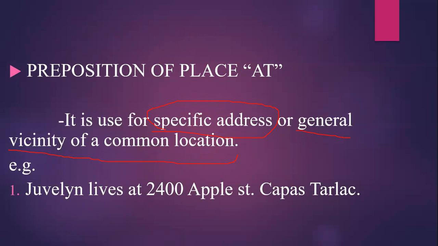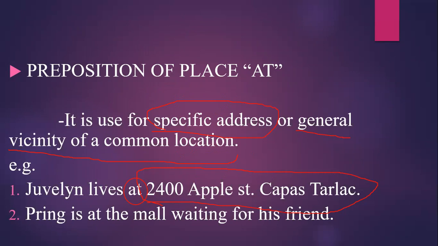For example, Juvelyn lives at 2400 Apple Street, Capas, Tarlac. Here we use the preposition of place at because we have a complete or exact address, which is 2400 Apple Street, Capas, Tarlac. Number 2, Spring is at the mall waiting for his friend. So here we use the preposition of place at because we are talking about the general vicinity of a common place, which is the mall.